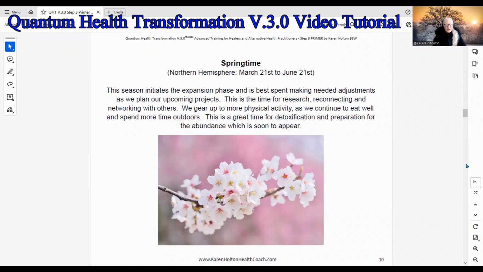Springtime, Northern Hemisphere, March 21st to June 21st. This season initiates the expansion phase and is best spent making needed adjustments as we plan our upcoming projects. This is the time for research, reconnecting, and networking with others. We gear up to more physical activity as we continue to eat well and spend more time outdoors. This is a great time for detoxification and preparation for the abundance which is soon to appear.